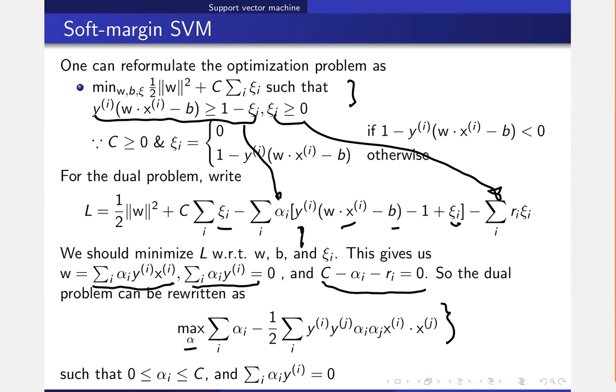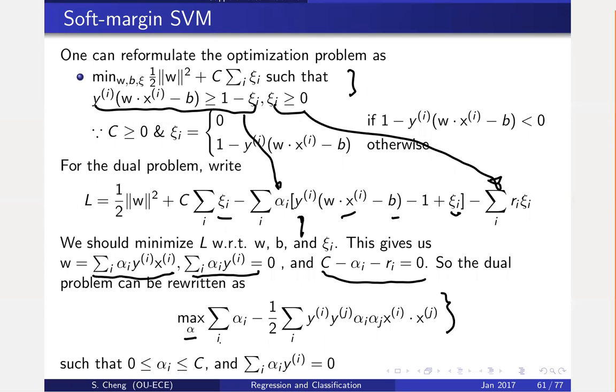And also I have alpha I will be within the range of like C minus 0. So it's because from here we have R_i is bigger than or equal to 0. But alpha I is also bigger than or equal to 0. Therefore, alpha I should be between 0 and C. And also we have this constraint here.